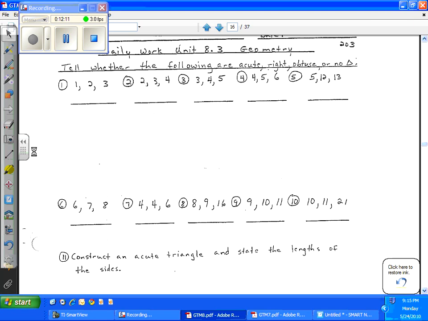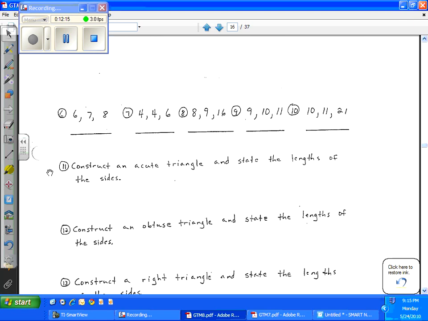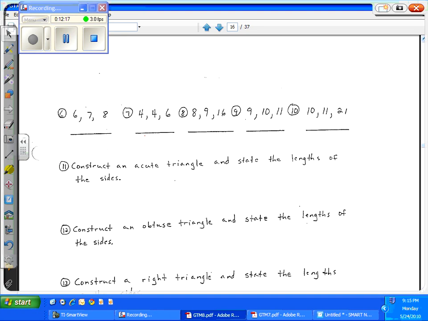Let's just look at number 7. Number 7, to see if it's a triangle, we take the sum of the smaller two, 4 and 4, compare it to the larger 6. We get 8 is greater than 6, so yes, it is a triangle. We know it's a triangle because the sum of the smaller two is greater than the larger.